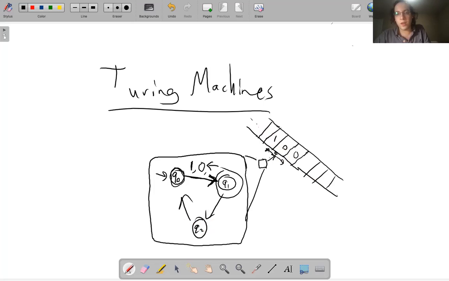In particular, you need a tape alphabet gamma, which is the set of symbols you can write on the tape. And one of those symbols will be the blank symbol. This is separate from the input alphabet, although it should contain the input alphabet, sigma. The input alphabet is the alphabet of the strings you receive as input. And a Turing machine will receive its input by basically starting with that input written on the tape.